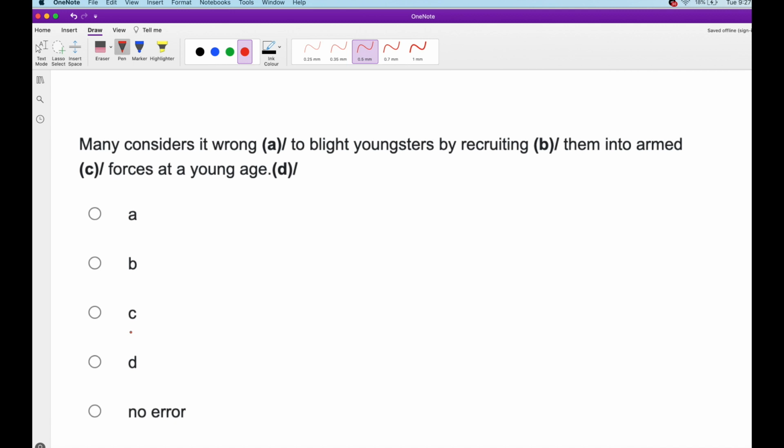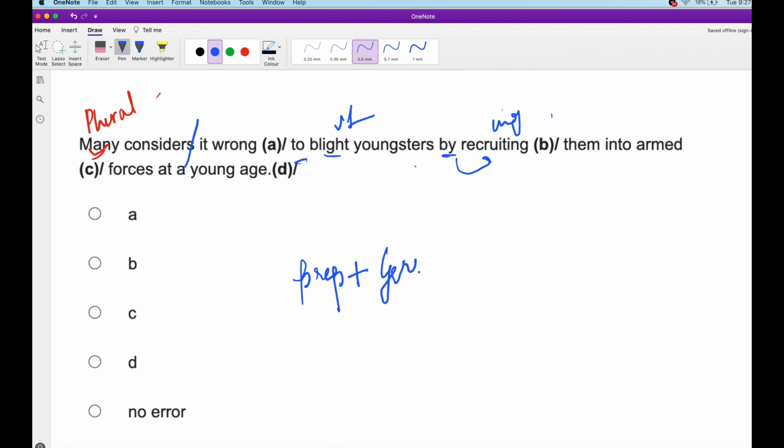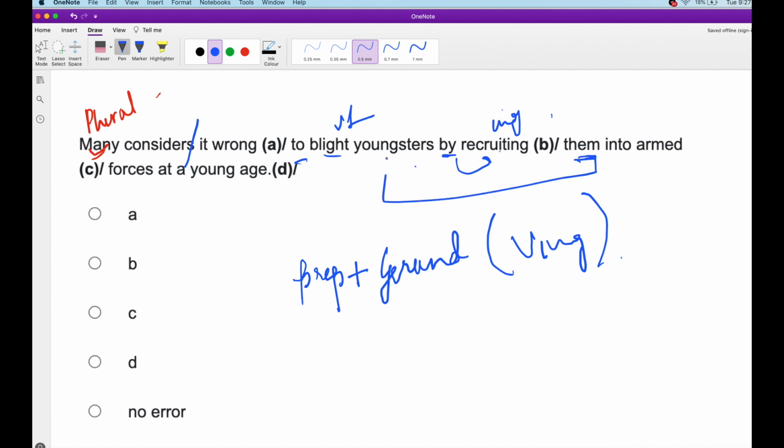Next, many considers it wrong to blight youngsters by recruiting them into armed forces at a young age. This question is very easy. Many means plural. So with plural we have to use plural verb. So omit S. Consider. Many consider it wrong, to plus V1, to blight youngsters by recruiting, by plus ing. So after any preposition we have to use gerund. Okay, ing form. Gerund is ing form of verb that acts as a noun. Okay, by recruiting them is being used for youngsters, which is plural. So this is also correct.